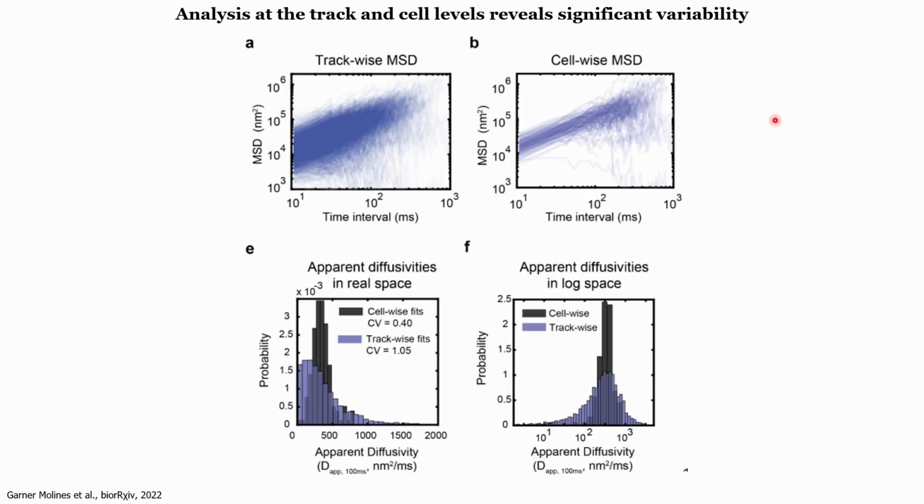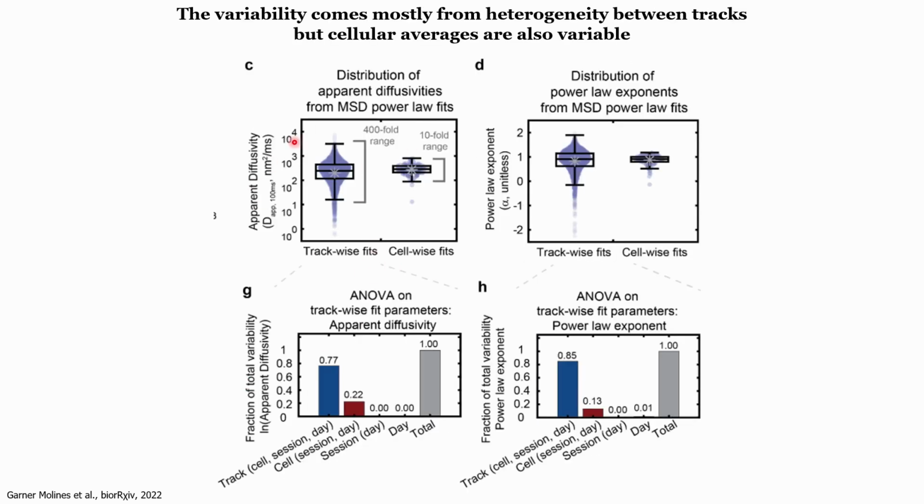And to look at that, instead of doing a population-level aggregate MSD, we looked at what we call the track-wise level, so fitting each of the MSDs individually, or then averaging the MSDs that come from the same cells, and looking at the cellular average MSDs. And if we do that, you can see all the heterogeneity we have at the track-wise level, or even at the cell level. Even if we average the tracks that come from the same cell, we have a lot of heterogeneity. And here it's the distribution for the diffusion coefficients that we obtain in the data. And so we have orders of magnitude variability in diffusion inside cells and also between cells. And so here is another representation of the data.